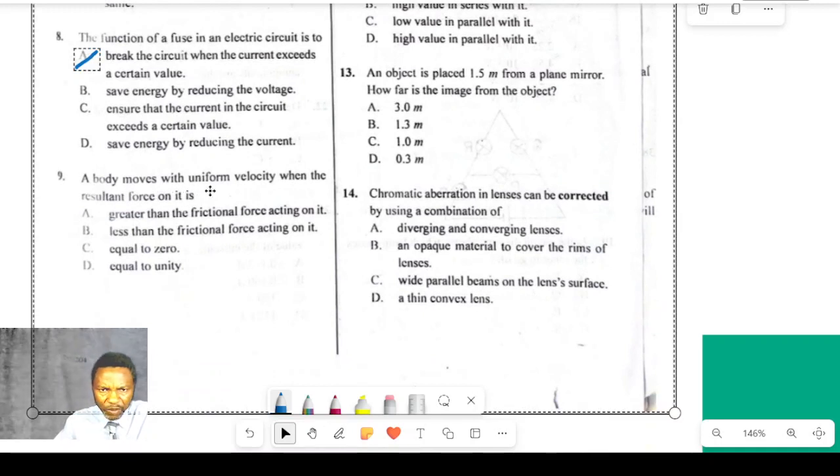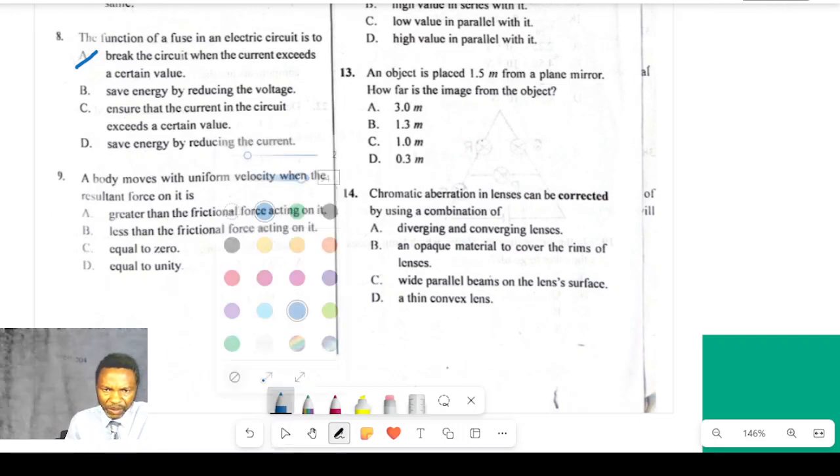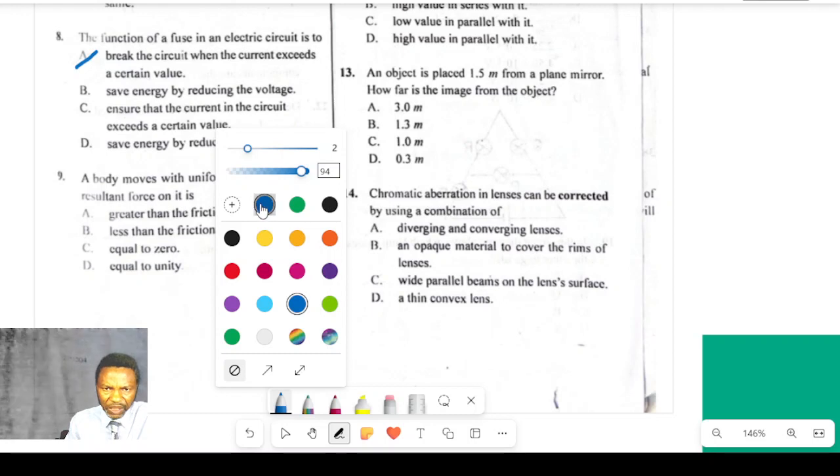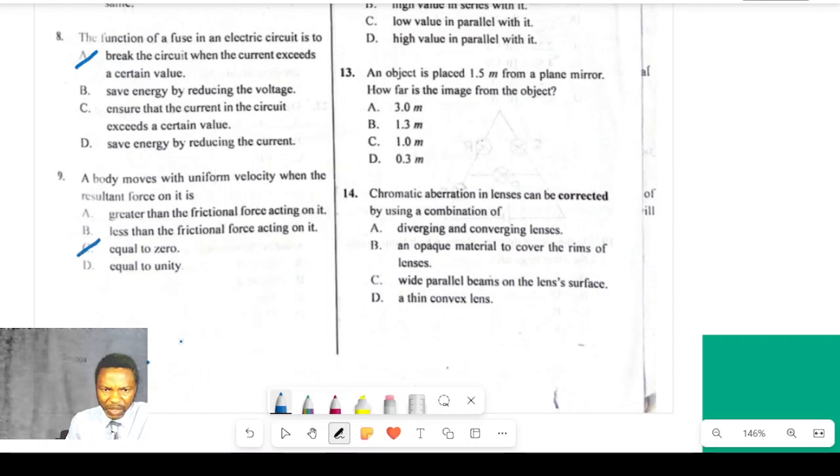Question number 9. A body moves with uniform velocity when the resultant force on it is what? A body moves with uniform velocity when the resultant force on it is equal to 0. So that means there is no acceleration.